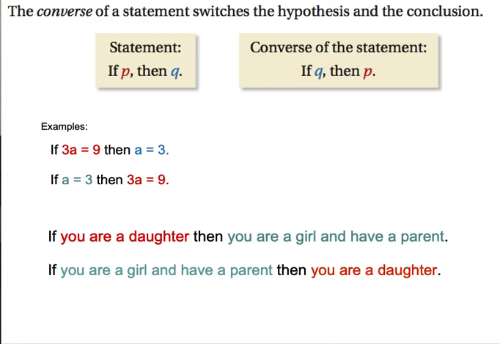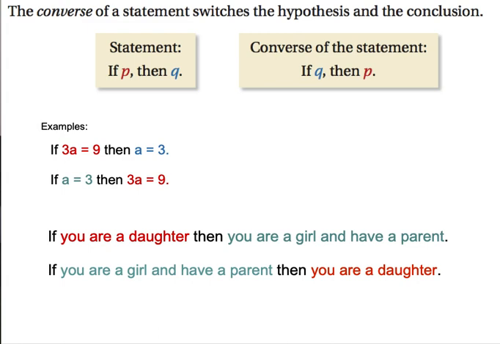Here's another statement that's a little less math related. If you are a daughter, then you are a girl and have a parent. The converse of that statement switches those two statements. If you are a girl and have a parent, then you are a daughter.